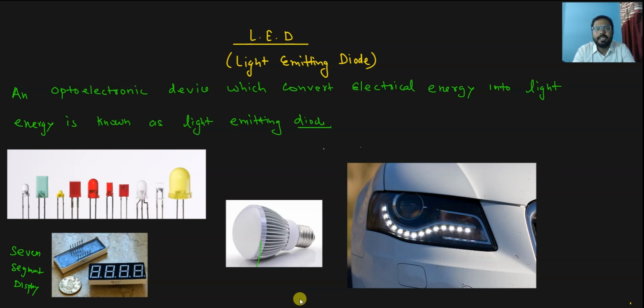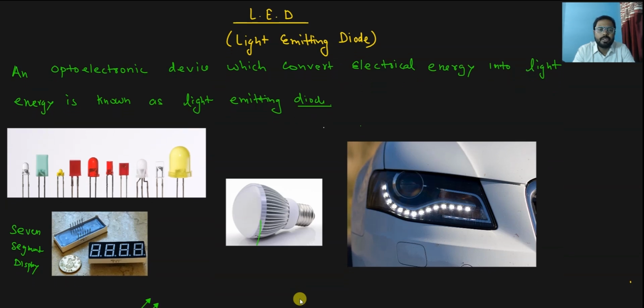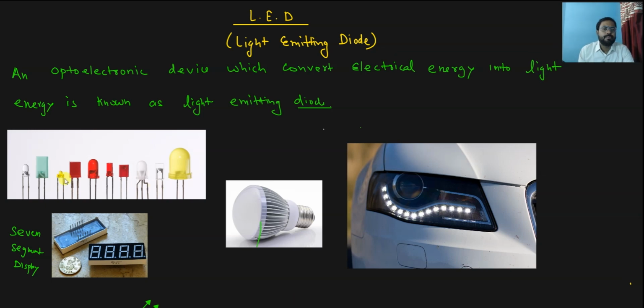We are surrounded by LEDs in our daily life. We can see there are so many LEDs being used in our daily life. Like you can see in these diagrams, these are all LED bulbs. This is also an LED bulb which we commonly see in our house. The headlights of the car contain an LED strip, and the 7-segment display of a calculator, and many devices all contain LED. So LED is now being used in most of the devices which we are using. So we are going to understand how it works.